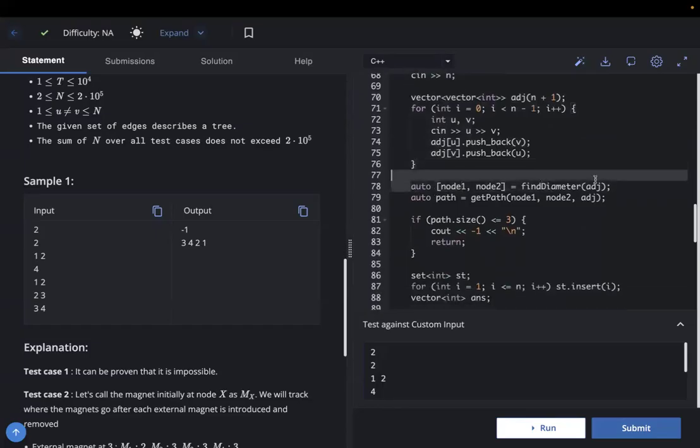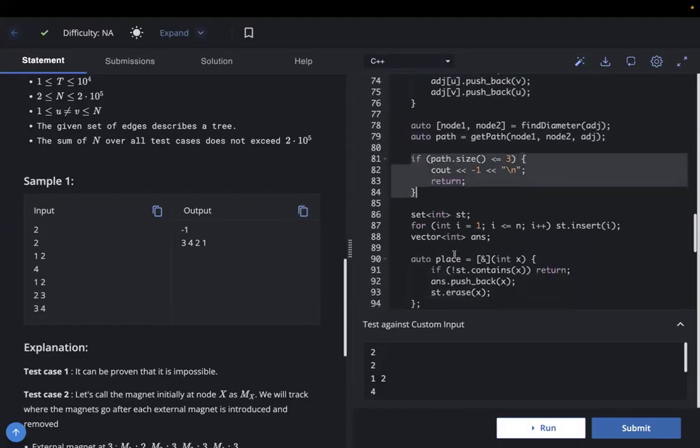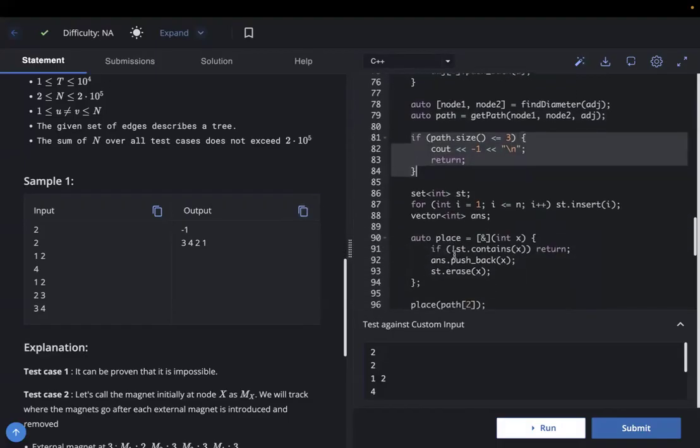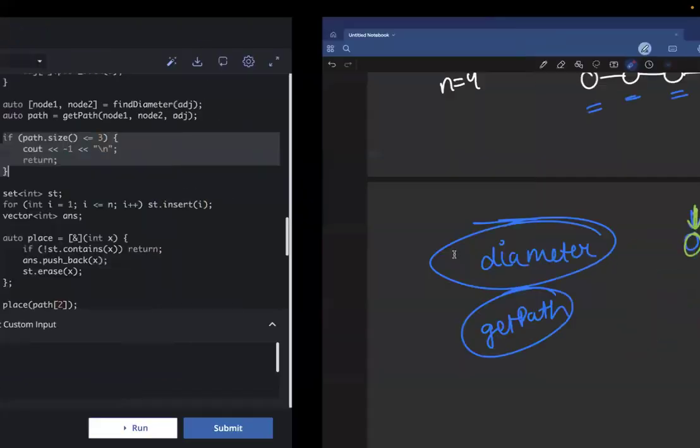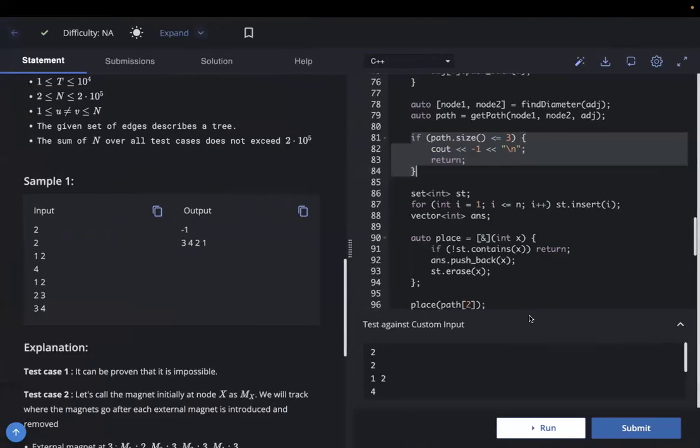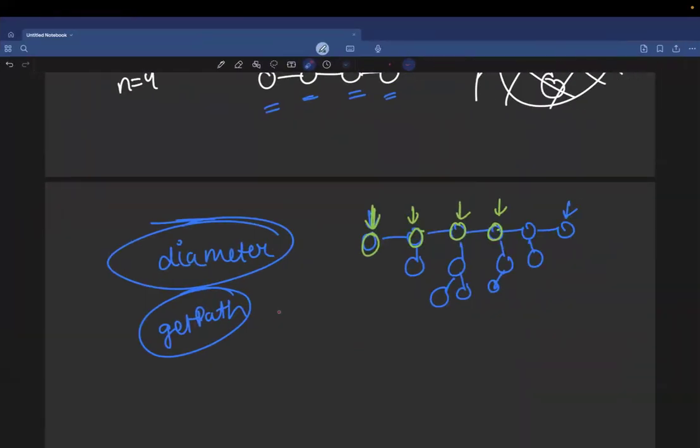After that, I calculated the diameter. I got the diameter. Then I found the path for the diameter. If the diameter size is less than 3, then just return -1 because there is no possible answer. If the diameter length is at least 4, then in that case, you can always get an answer. है ना? So for getting an answer, you want to place the magnet on all the nodes from 1 to n in any order, but you have to place the external magnet at them one by one and at least once everywhere, exactly once everywhere.